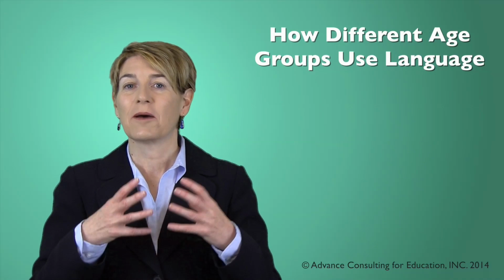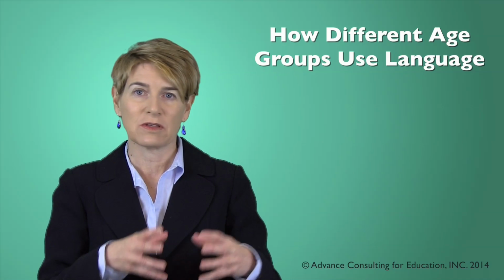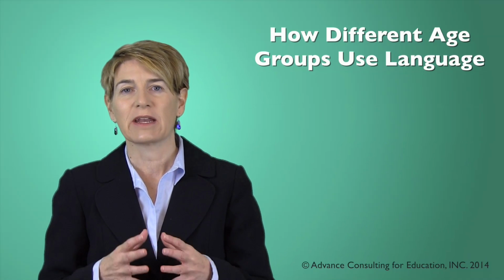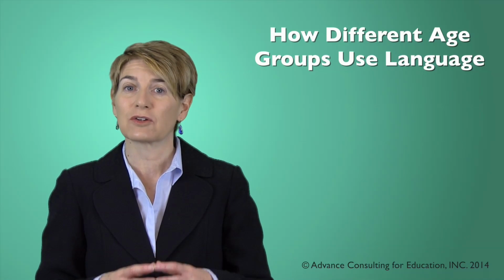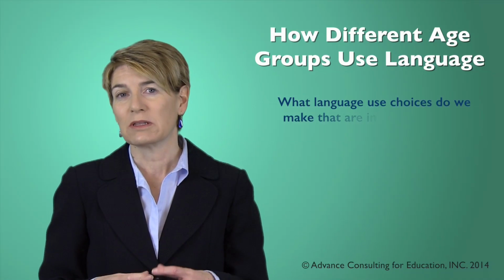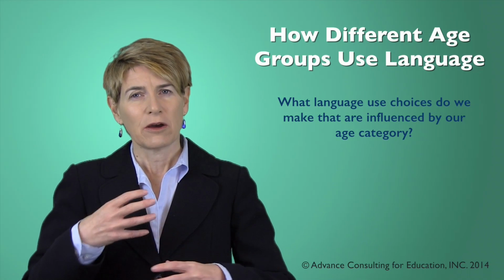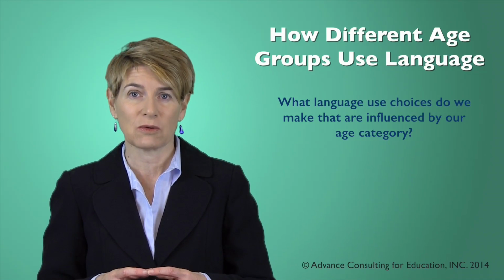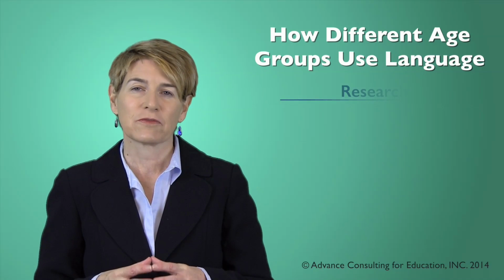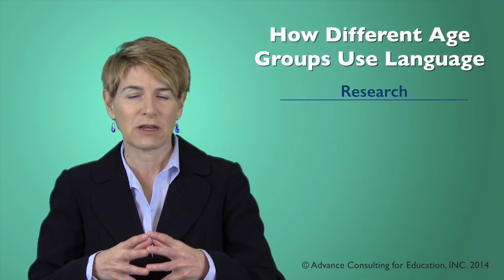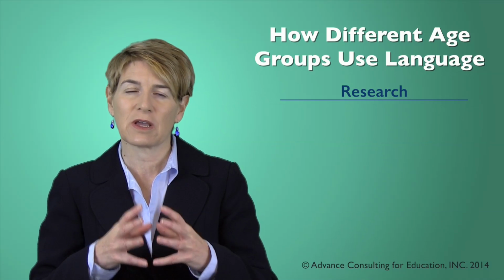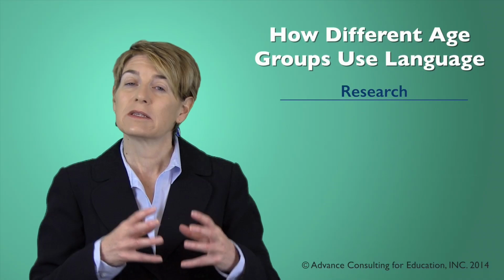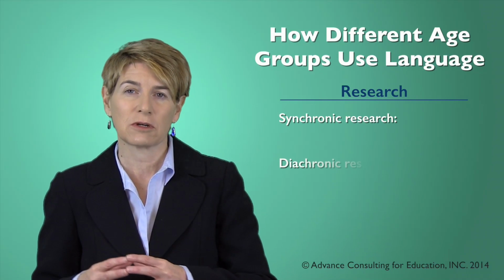So that's how we talk about people in the different age categories, in the children, teenager, adult, and senior categories. Now let's take a look at how people in those age categories actually talk themselves. So what language use choices do we make that are fairly strongly influenced by our age category? There are two types of research being done to really find out about language use differences according to age category. These types of research are called synchronic research and diachronic research.